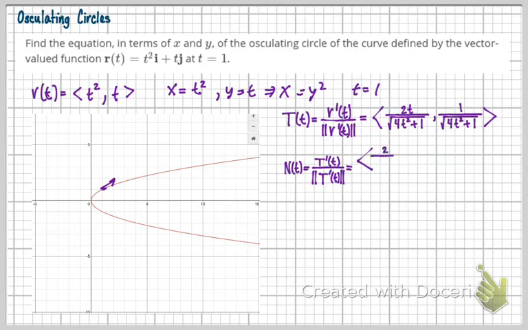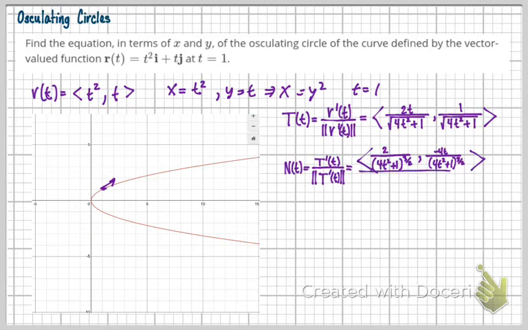Two over, and we're going to get 4t squared plus 1, and that's going to be to the 3/2 power. And then for the second one, we're going to get negative 4t, let me write that over a little bit so it looks better, over 4t squared plus 1, and that's also to the 3/2 power. And that's going to be the T prime.